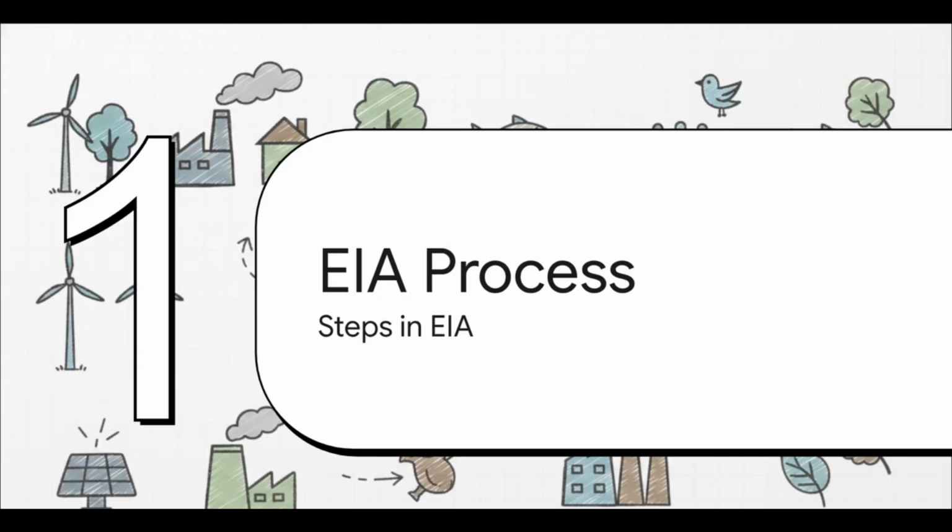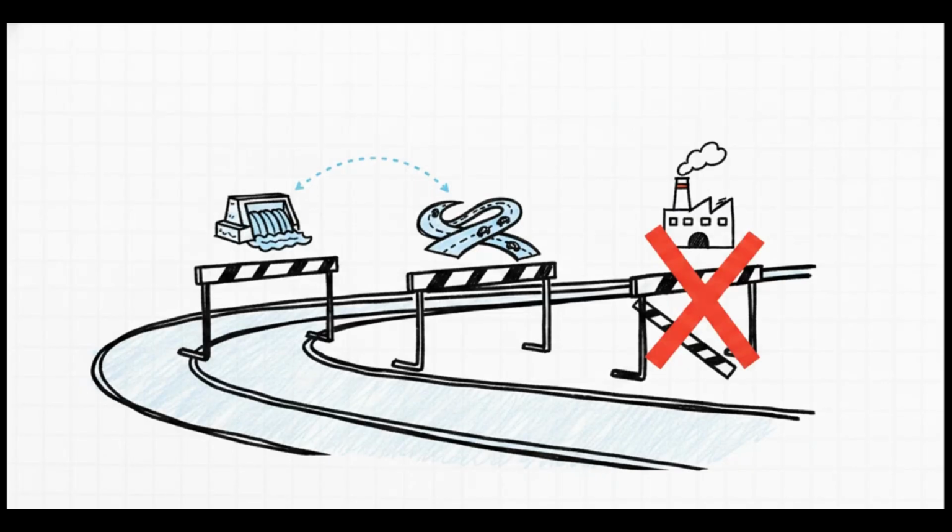Moving right along to part 2, the gauntlet, the 5-step EIA process. You can really think of this entire process as the ultimate stress test for megaprojects. We aren't just taking a developer's word for it that everything's going to be perfectly fine. Oh no. Instead, proposed dams, mines, and highways are put through a rigorous hurdle race.